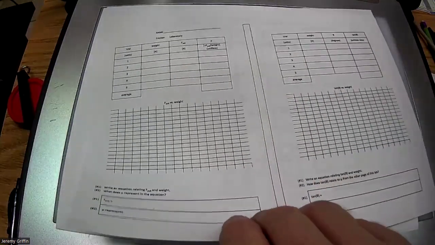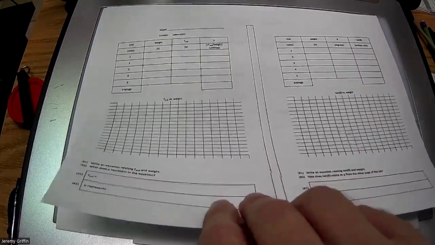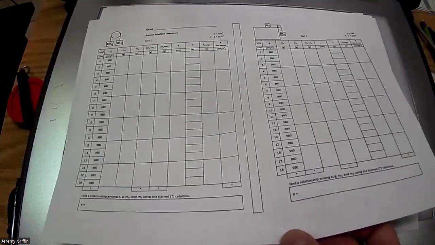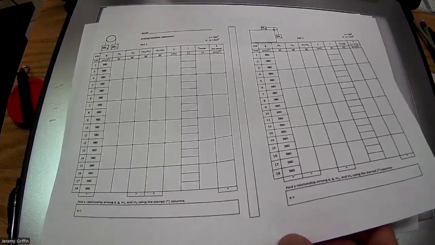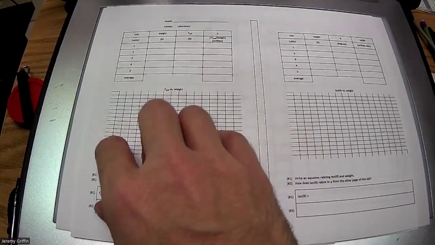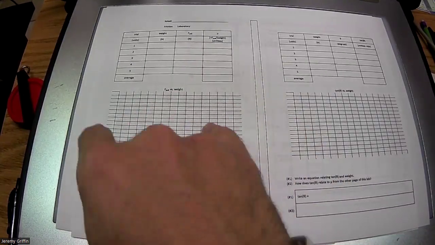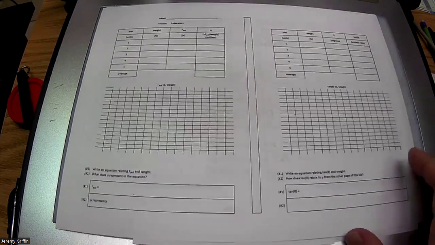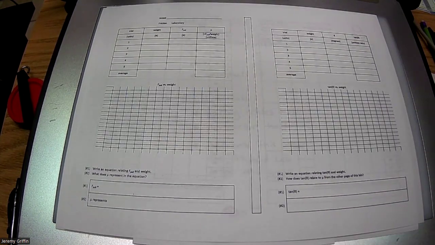Now, by the end of class today, hold on to this paper. Here's why. On the back side of this page is a different lab. This is the Atwood Lab. I want to do this one later this week. Most students, if you keep a pretty good pace, should finish the graphs and be able to answer the questions at the bottom by the end of class. But if you don't quite finish, that's all right, because you can hold on to this anyway.